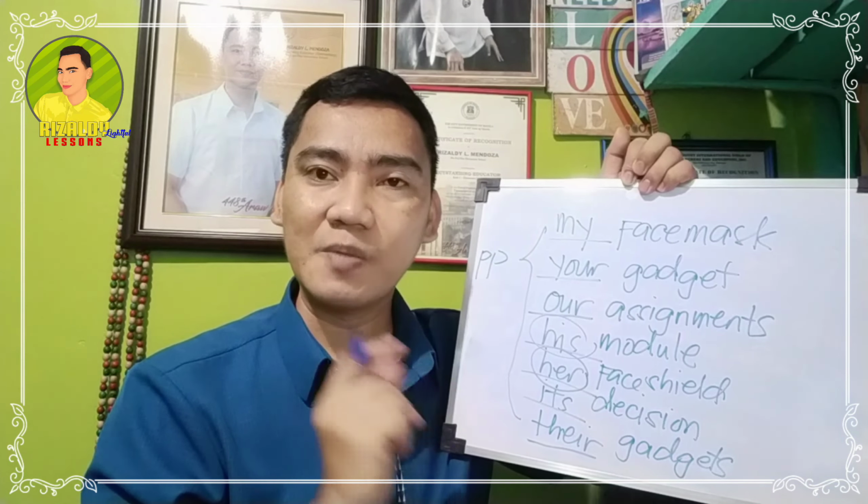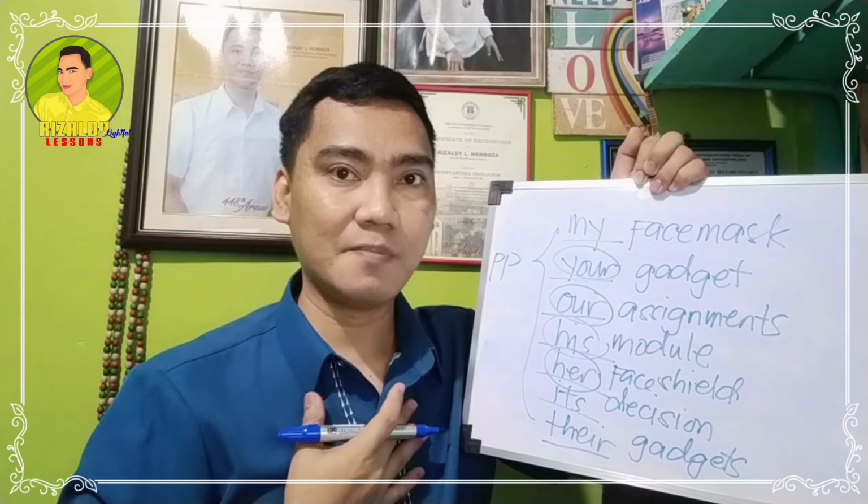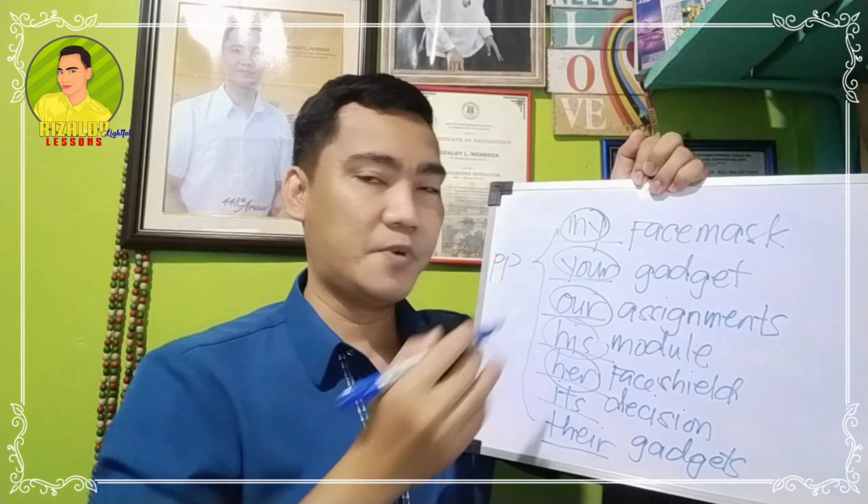So, our assignments. See? Then if you are referring to a person, then you are telling that he or she owns that thing, then you may say your assignment, your gadget. You may use your. Then, if you are referring to your own face mask, for example, then you may use my face mask, my module, my assignment, because you own it personally.